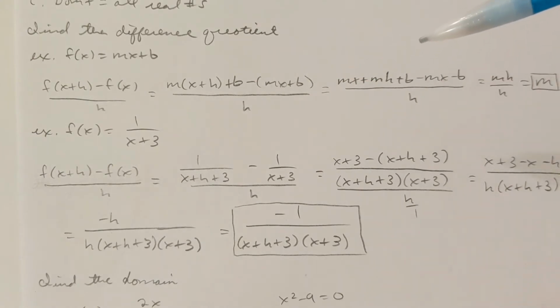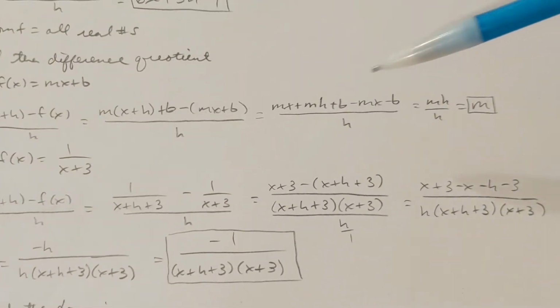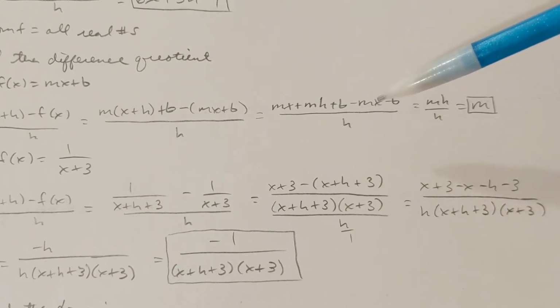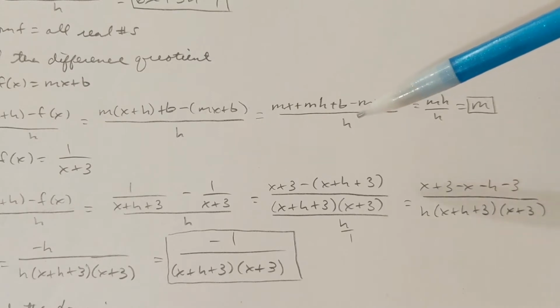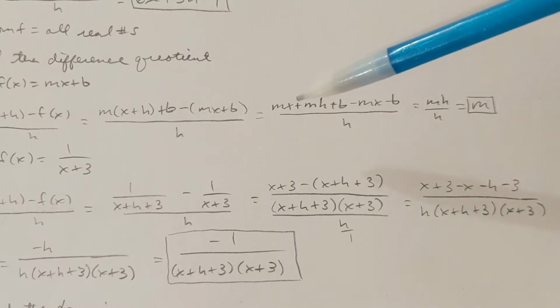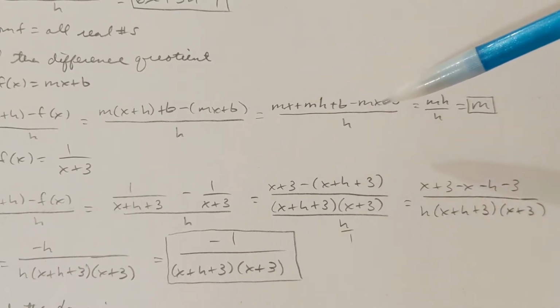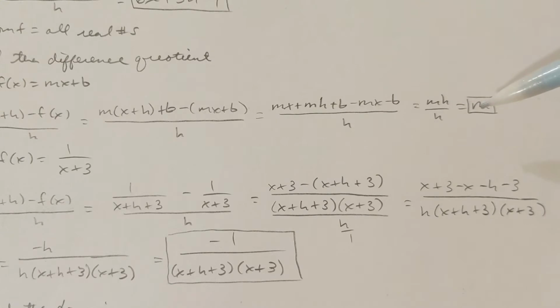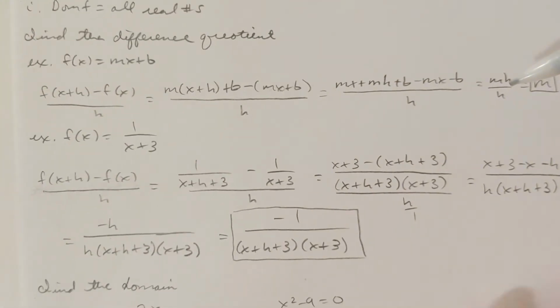Okay? When I distribute m, I get mx plus mh plus b minus mx minus b, over h. Mx minus mx, those are gone. B minus b, those are gone. And that leaves me with mh over h, which is equal to m. So the slope of this line is m.